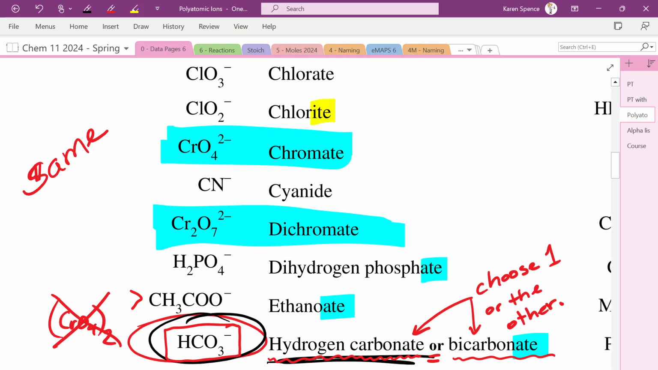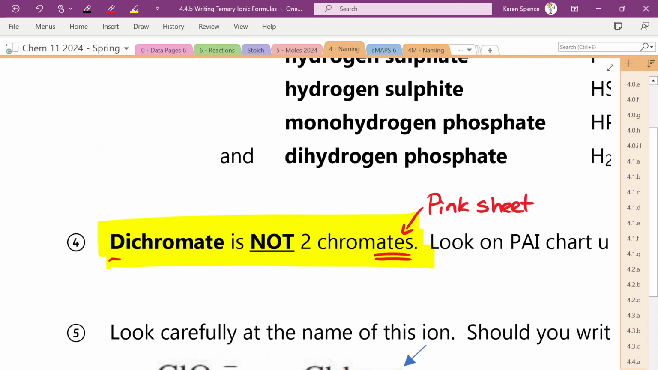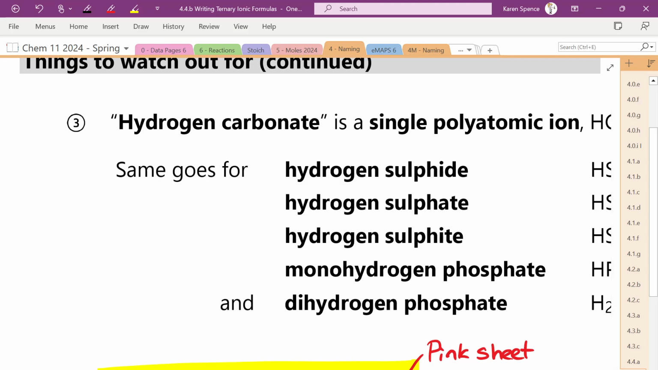Dichromate is not two chromates. Where do you look for dichromate? On the pink sheet. What letter do you look under for dichromate? D. Okay, good stuff. I thought I went through this with my other block, and then half of them were giving me dichromate in the examples that we did afterwards. So I don't know how many different ways to say it. All right. Also watch out for things like this.